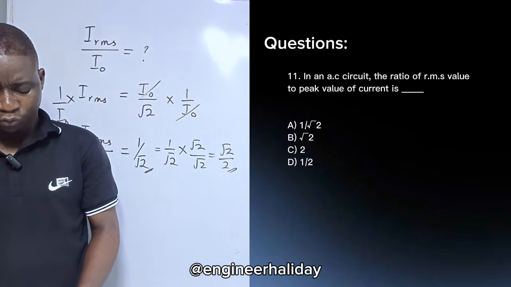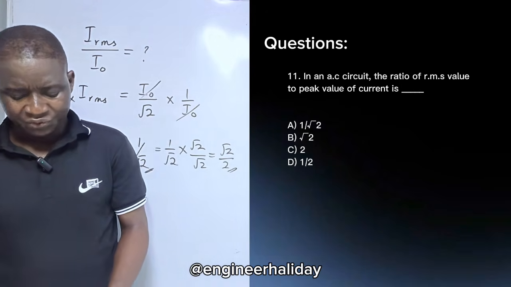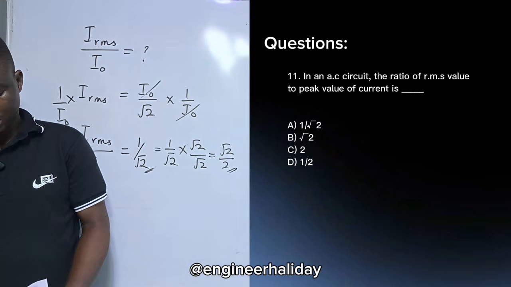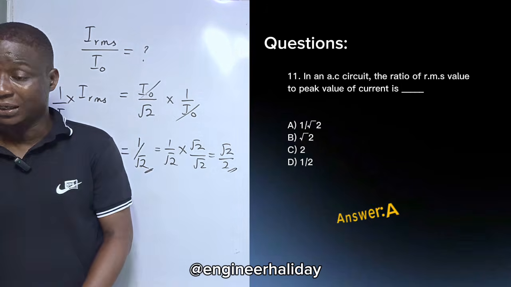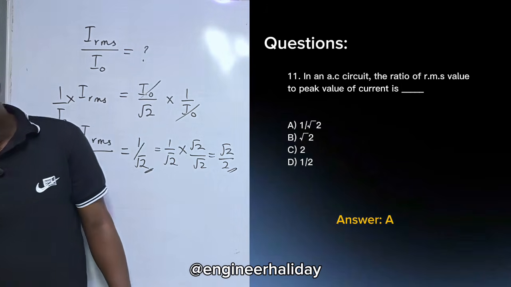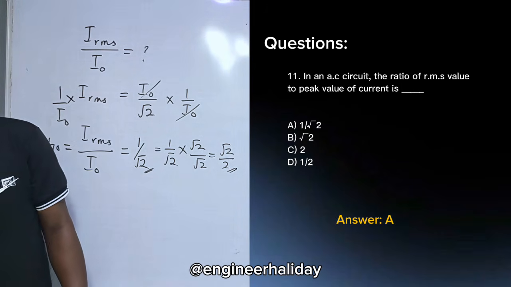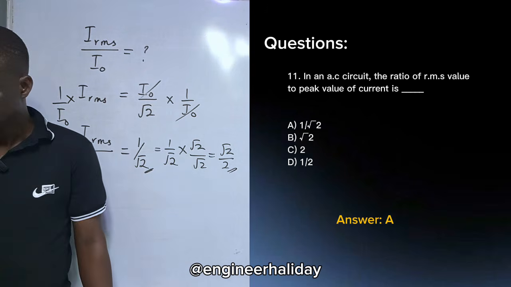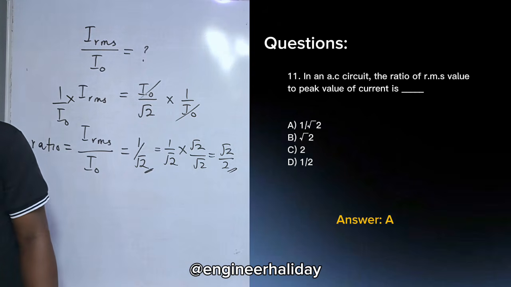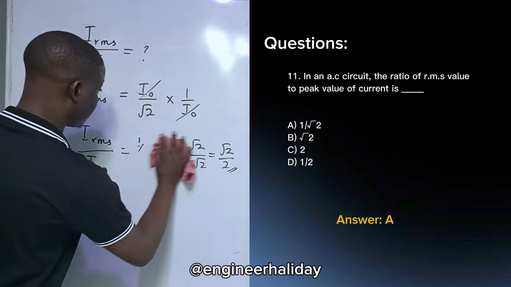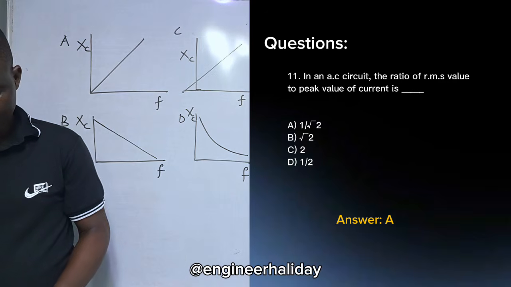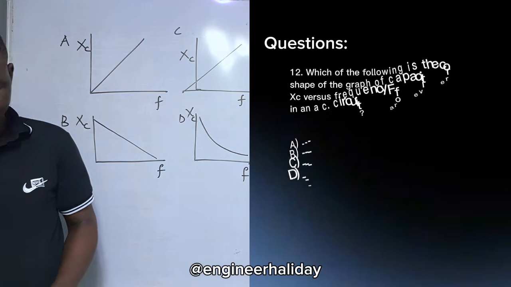The options: A says 1 over root 2, B says root 2, C says root 2 over 2, and D says 1 over 2. So the answer is 1 over root 2, which is option A. Now let us look at the last question for this section, which is number 12.